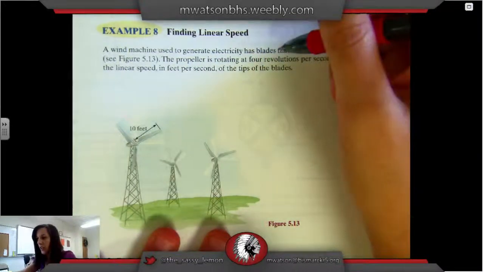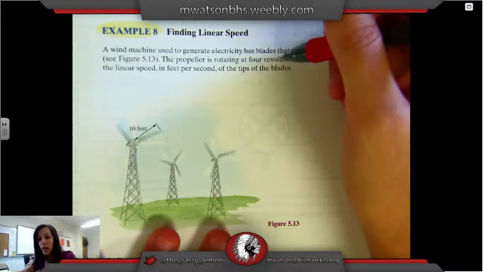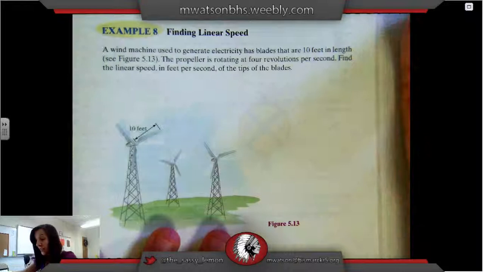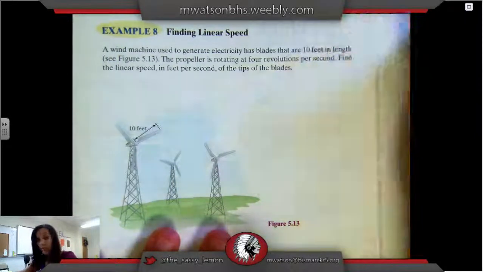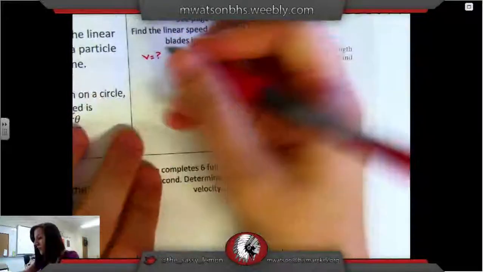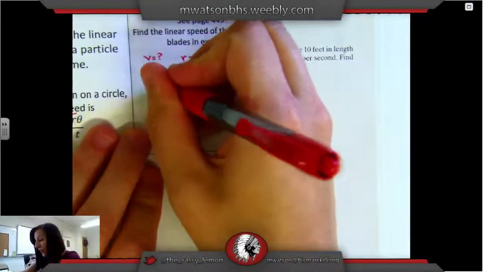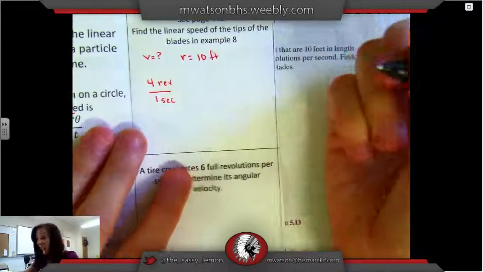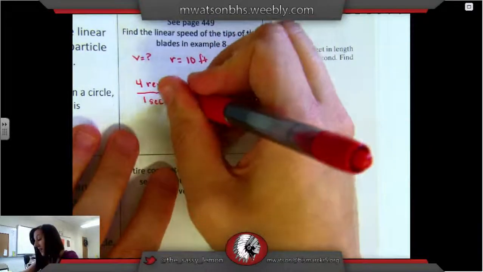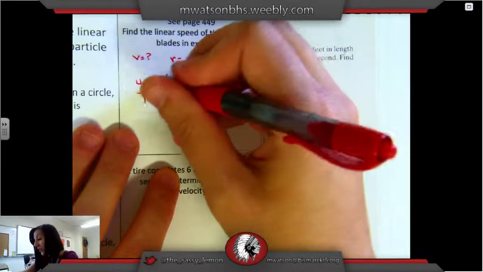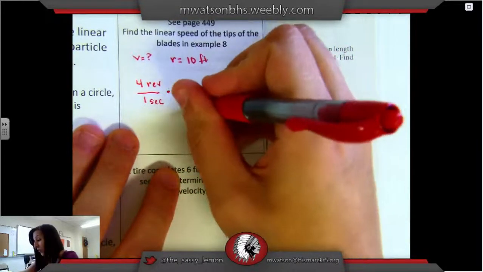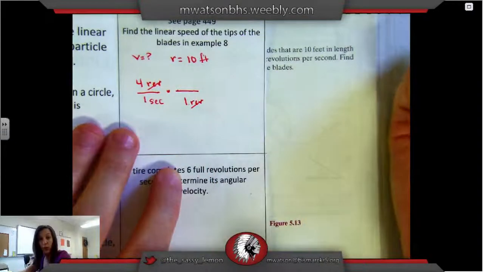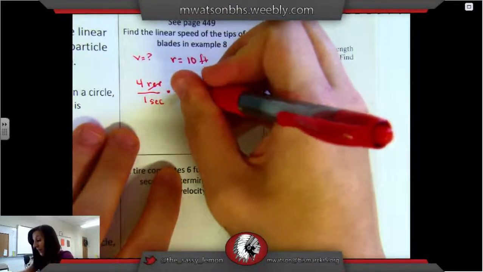And we know 360 degrees is the same as 2 pi. So in other words, 1 revolution is 2 pi radians. So we can convert 4 revolutions to radians. Let's do that. So we're going to take 4 revolutions per 1 second. That's really fast. Times, and we're going to convert this to radians. So in order to get rid of the revolutions, we need 1 revolution down here. Those will cancel. And 1 revolution is equal to 2 pi radians.